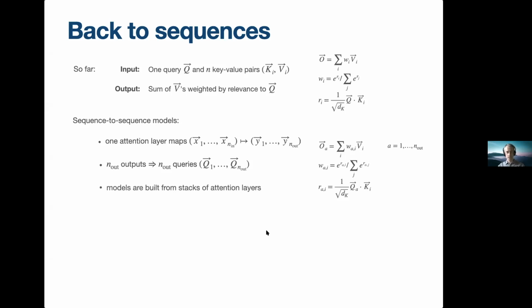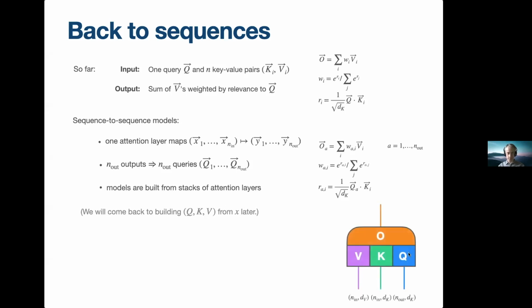And in general, of course, models are going to be built from stacks of attention layers on top of one another, mapping sequences to sequences many times. Here, I've talked about mapping X's to Y's, but then here I'm talking about Q's and V's and K's. I'm going to come back to the issue of building Q, V, and K a little bit later on.